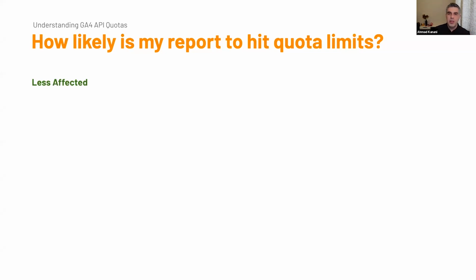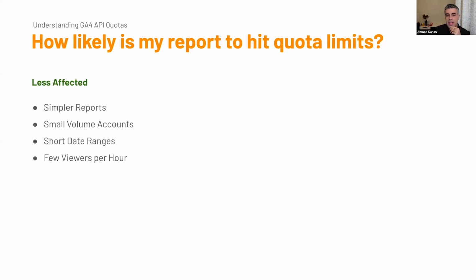First of all, let me start with good news: people that are less likely to be affected. If you create a very simple report, if you deal with a small volume account, like hundreds or thousands of events or views or sessions or users per day, if you report on shorter date ranges, a week, 4 weeks, up to a quarter, if your reports are going to be viewed by few viewers per hour. So you create reports for a small company, they only have 3 people on their team. It's unlikely for them to want to access the report all at the same time or within the same hour. It's kind of spread throughout the day. It's a good situation to be in.